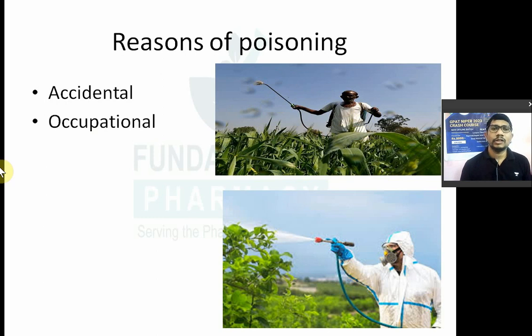Now all these pesticides are known as organophosphorus compounds. Pesticides are organophosphorus compounds. They are highly lipid soluble compounds and they can even get absorbed through your skin. And if there is a change in the direction of the wind, this spray may land on the face and body of that farmer and that leads to poisoning.